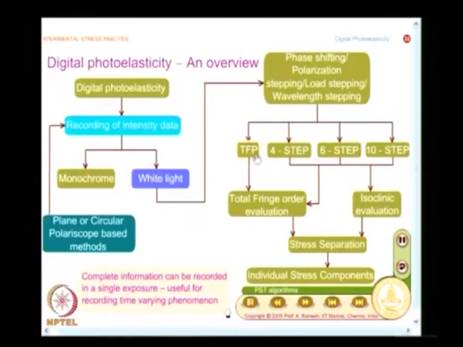So, if you look at TFP, it gives you only total fringe order of the isochromatics, it does not give you isoclinic. But if I go for stress separation, I need isochromatics as well as isoclinic evaluation. So, these were possible from 4, 6 or 10 step, but as I mentioned, the accuracy depends on what is the optical arrangement and what is the sequence that they use. And if you look at TFP, it provides you complete information on a single exposure. So, that is what I showed.